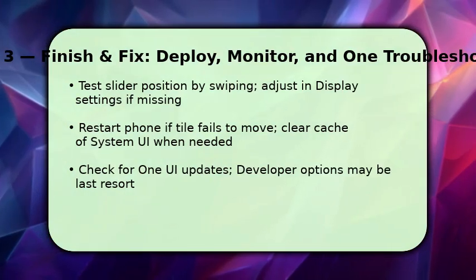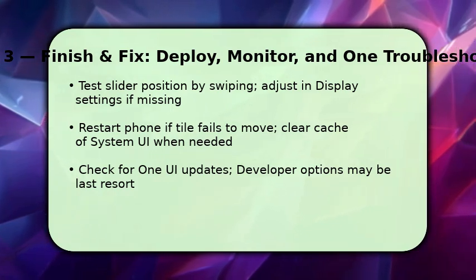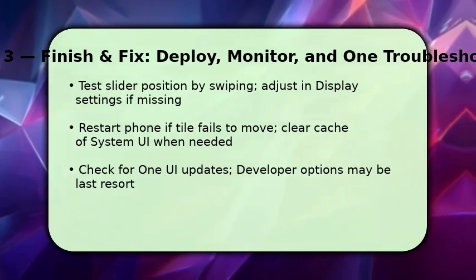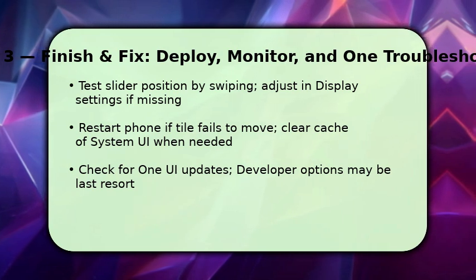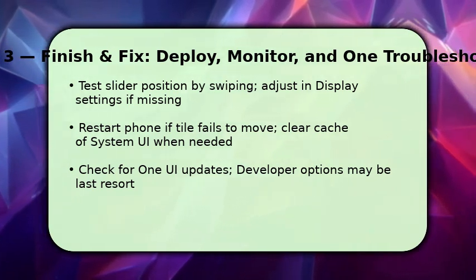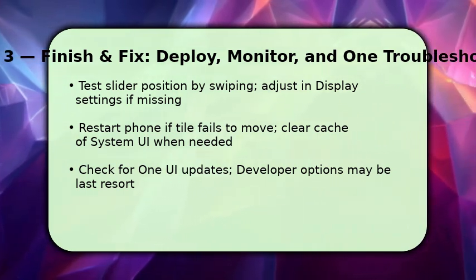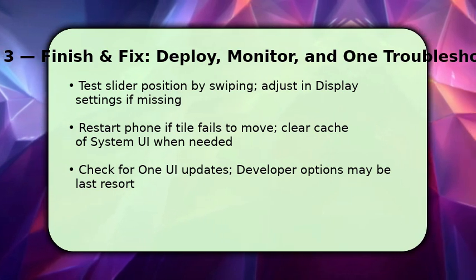You finish by testing the new slider position, swipe down and move the bar to confirm responsiveness. If it jumps back or disappears, go to Display Settings and re-enable the brightness control. If that fails, restart the phone and, if comfortable, clear the system UI cache from recovery or app settings. That often resolves layout glitches.